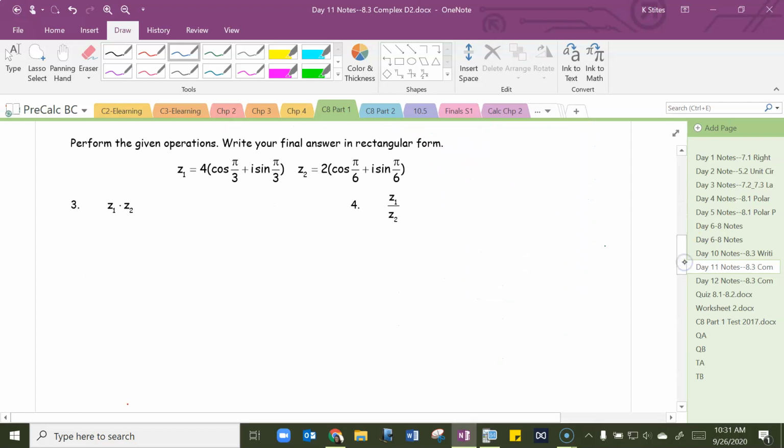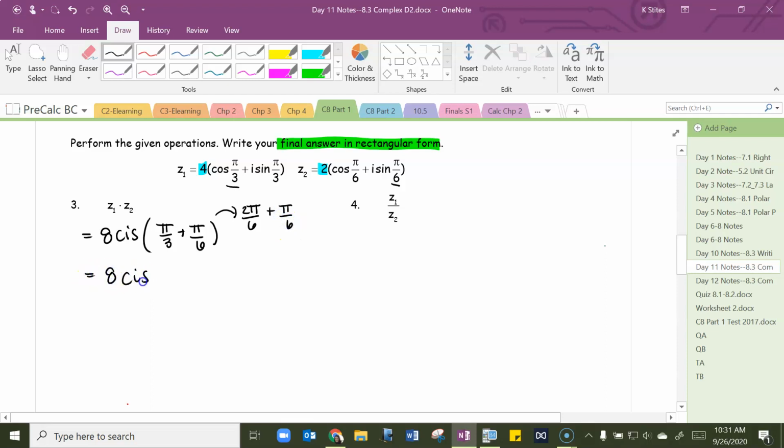All right, so now we are going to do the same thing, but this time we want our final answer in rectangular form, which means we will have to do one more step. Let's multiply first. 4 times 2 is 8. Cis, and we are adding our angles, pi over 3 plus pi over 6. Well, pi over 3 plus pi over 6 is like 2 pi over 6 plus pi over 6, which is 3 pi over 6, which is pi over 2.